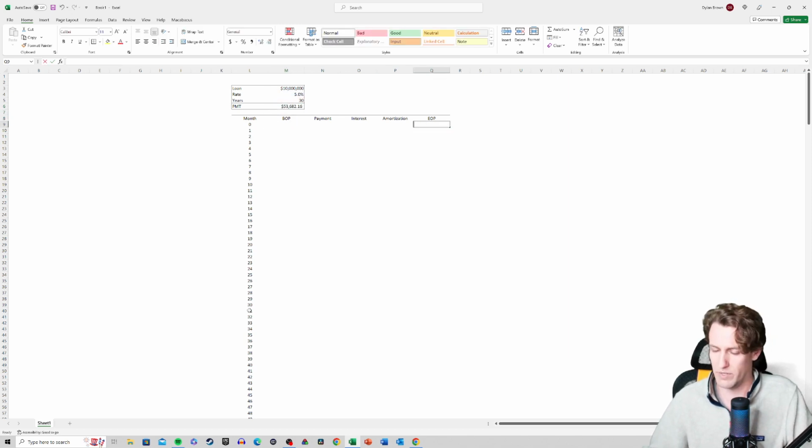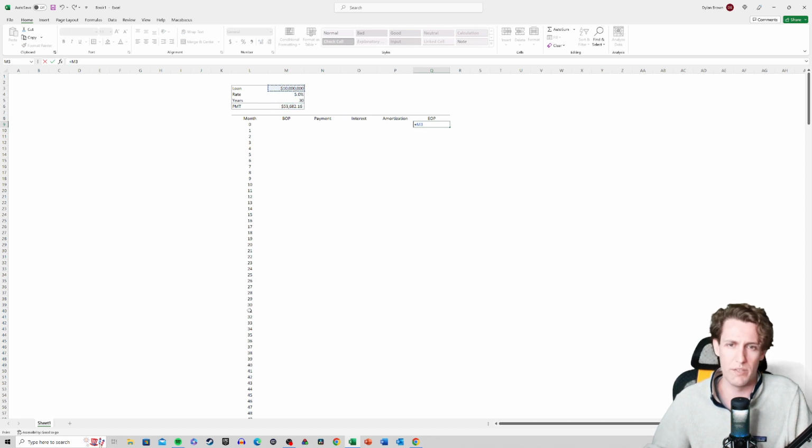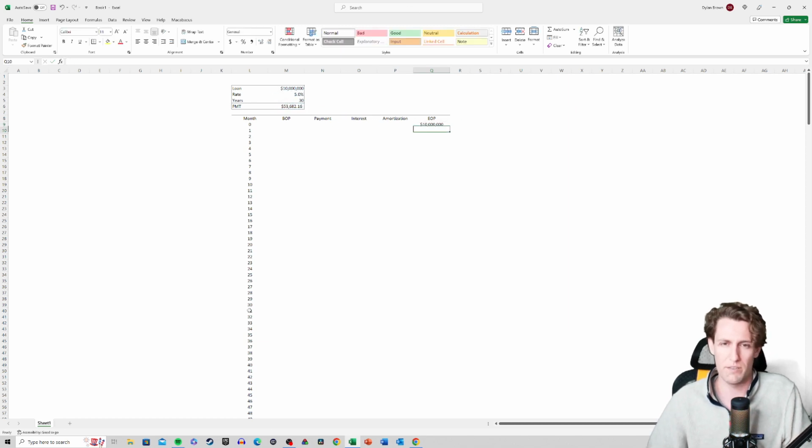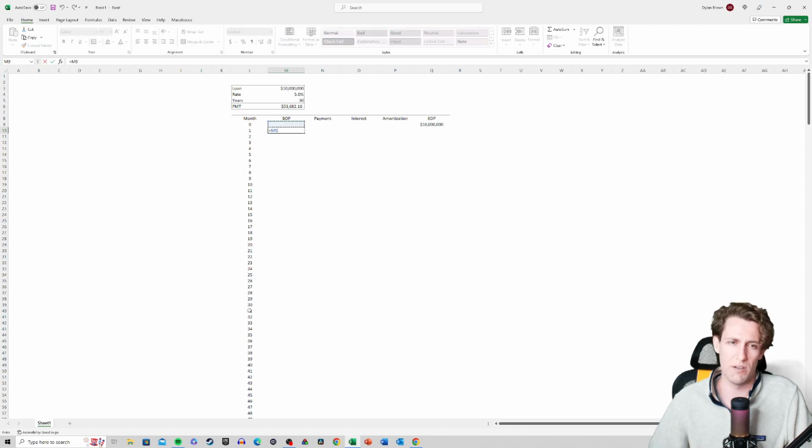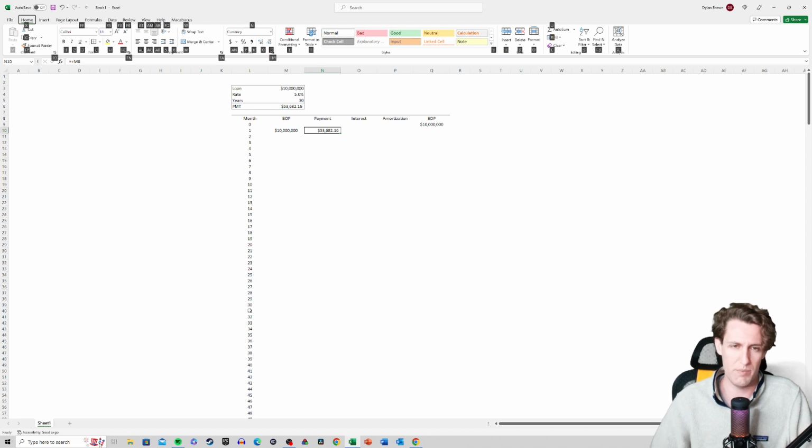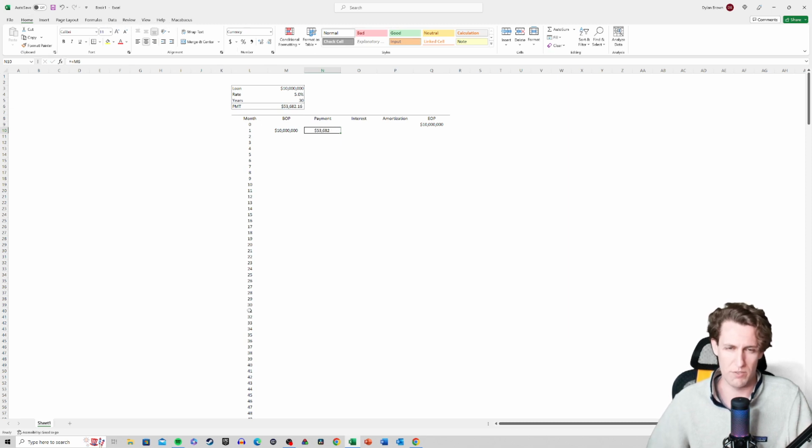And then we start here. Our beginning period is going to be 100 million. I'm going to center this. Then your beginning period is going to always be linked to your end of period. Your payment, I'm going to go equals, we can do this positive, it doesn't really matter. That's your payment. I'm going to round this just so it's like that.